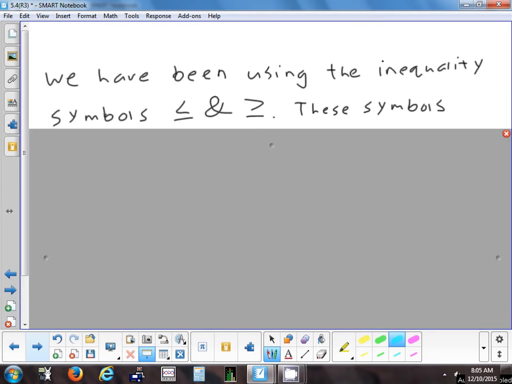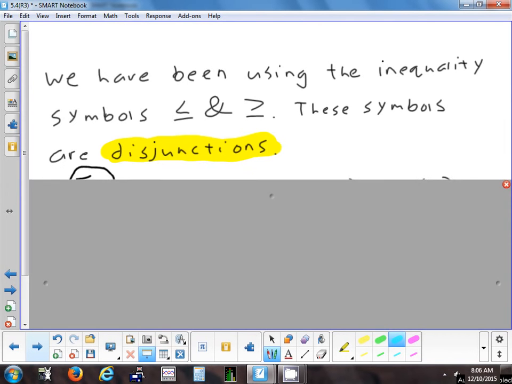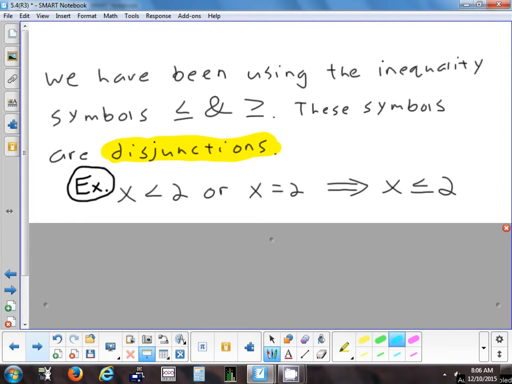All right. Somebody remind me again. I think I asked Victor yesterday. How do you pronounce this symbol? The second one is greater than or equal to? Less than or equal to. Yeah, and there's a key word he said in both. He said or. He said x is less than or equal to. The word or. That means it's a disjunction.